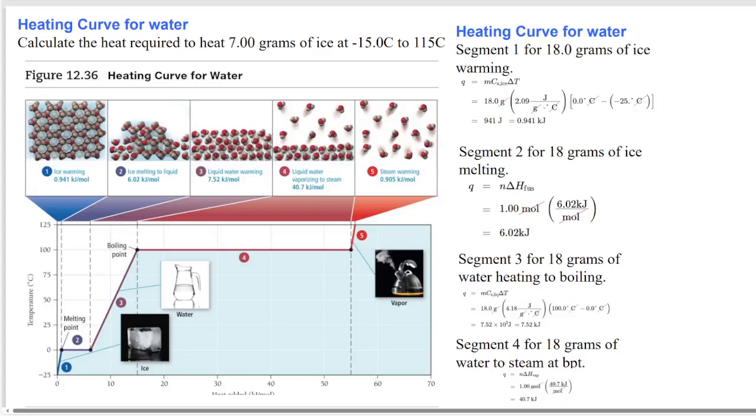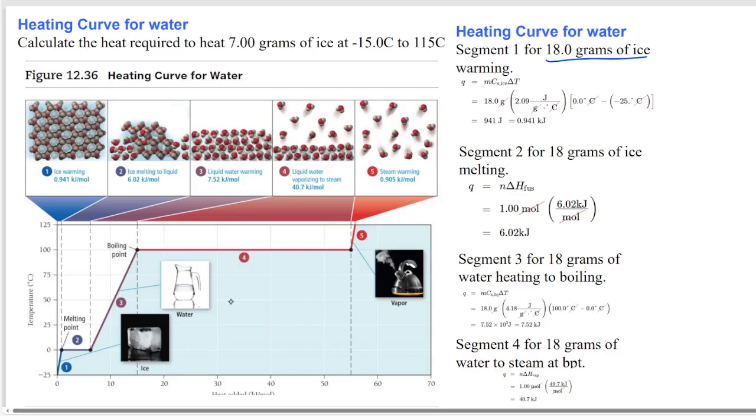Next, I'll revisit the heating curve for water. This question says, calculate the heat required to heat 7 grams of ice from negative 15 to 115 degrees C. But as an example, I'm going to revisit the example we looked at earlier where we're heating 18 grams of ice to above 100 degrees C, to 125 degrees C. I'll let you work the 7 grams from negative 15 to 115 as a separate exercise.